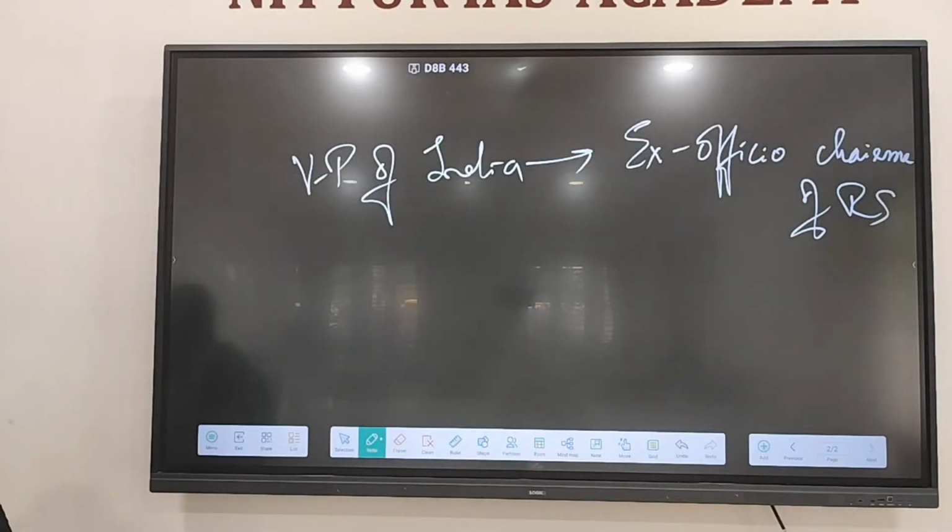So vice president will give resignation to whom? Deputy chairman? Check whether it's deputy chairman or president. They have not mentioned here. It is president, I think. Just check. It is president. Write down, it's not deputy chairman, it's president. Chairman of Rajya Sabha, that is vice president, can give resignation to the president.